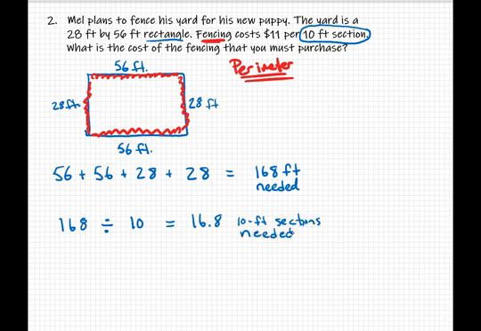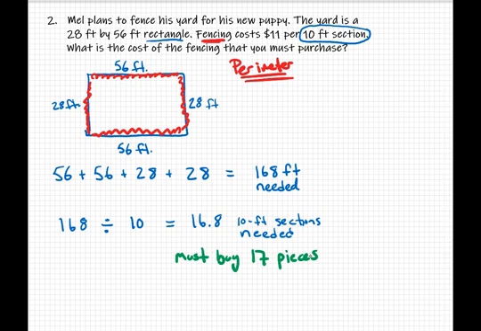So we need to buy 16.8 of them. We can't buy 16.8. 16 of them won't be enough, so we'll switch to green, we must buy 17 pieces. There'll be a little extra fencing left over, but that doesn't matter because there's nothing we could do about it. We could only buy 10 feet at a time.